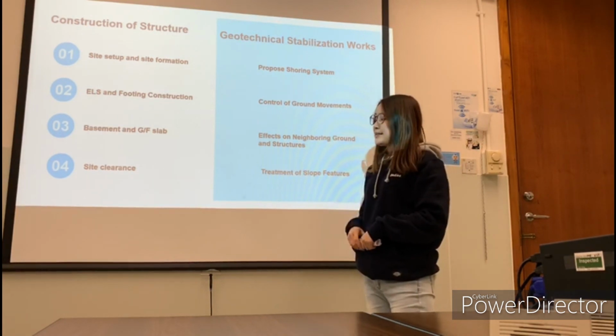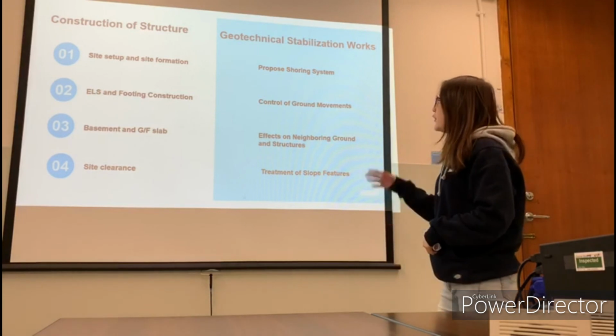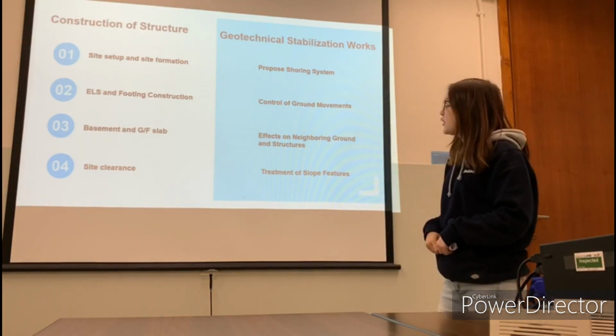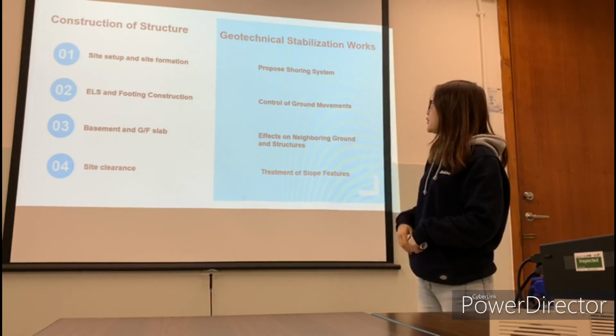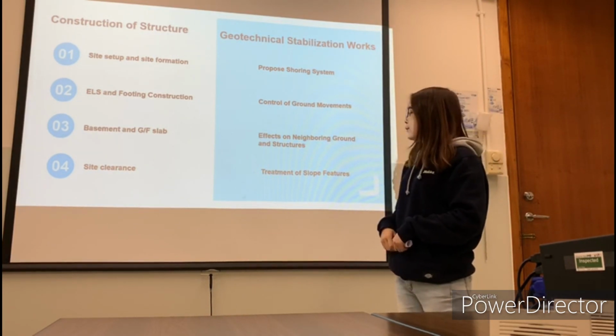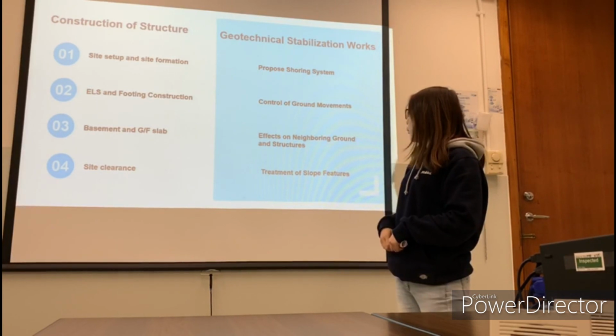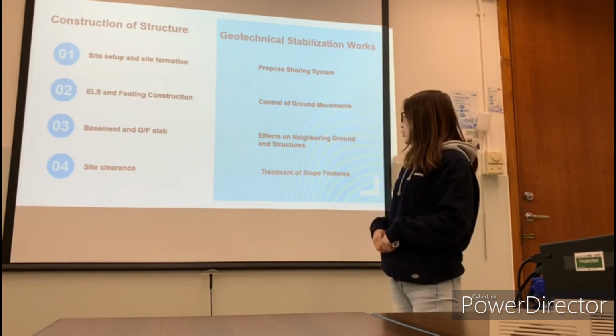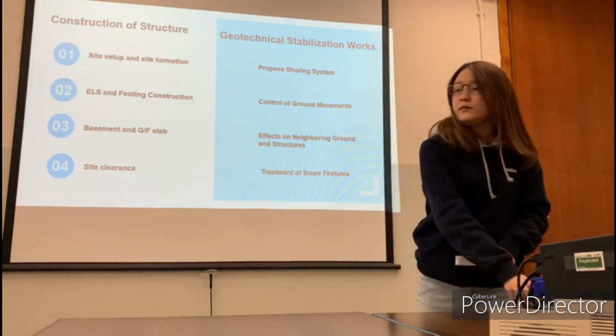And for the geotechnical stabilization work, first, we have to propose the shoring system and then control the ground movement. After that, the effect of the light bonding, grounding, and such. The last one is the treatment of the slope feature.